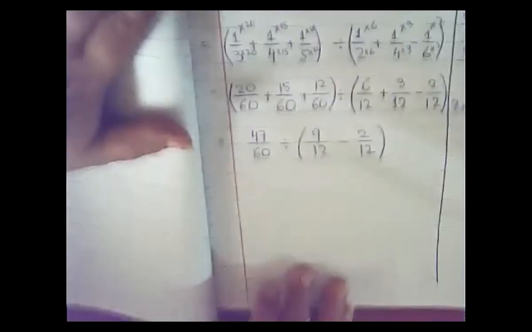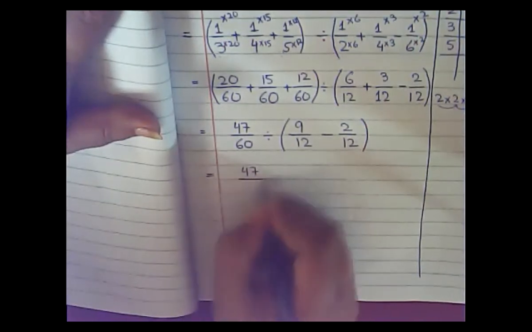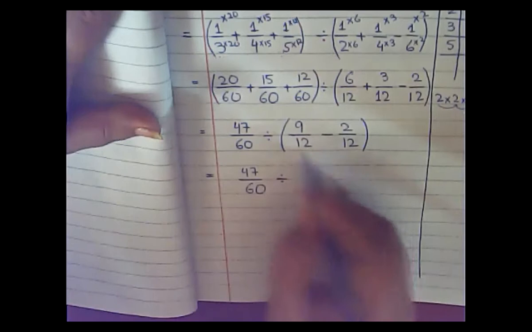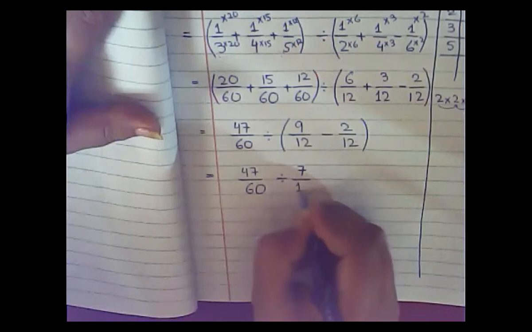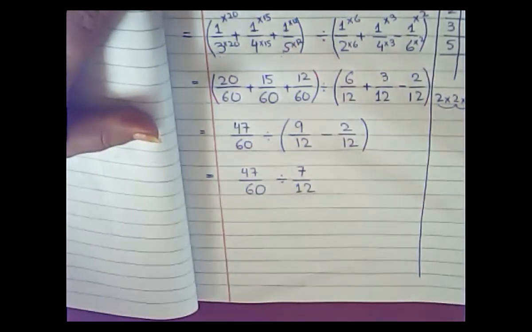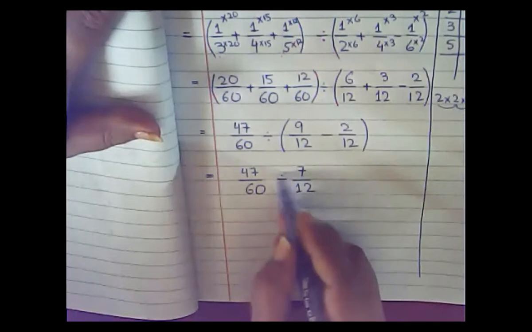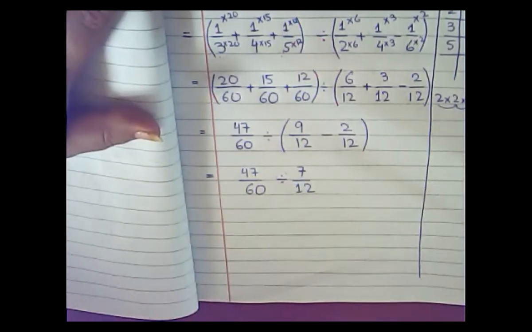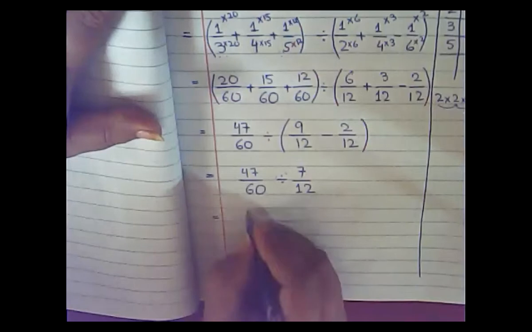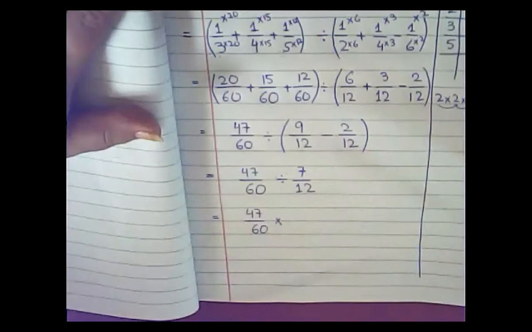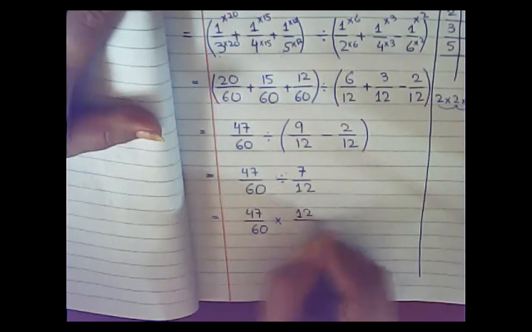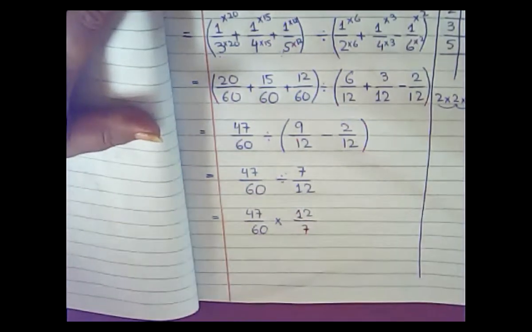Okay, so in the next step I am going to subtract this. 47 upon 60 will remain the same, sign of division. 9 minus 2 will become 7 upon 12. Okay, now this is very clear and easy. Here you have the sign of division and you have to convert the sign of division into multiplication. How? 47 upon 60 multiplied by the reciprocal of 7 upon 12, it will become 12 upon 7.